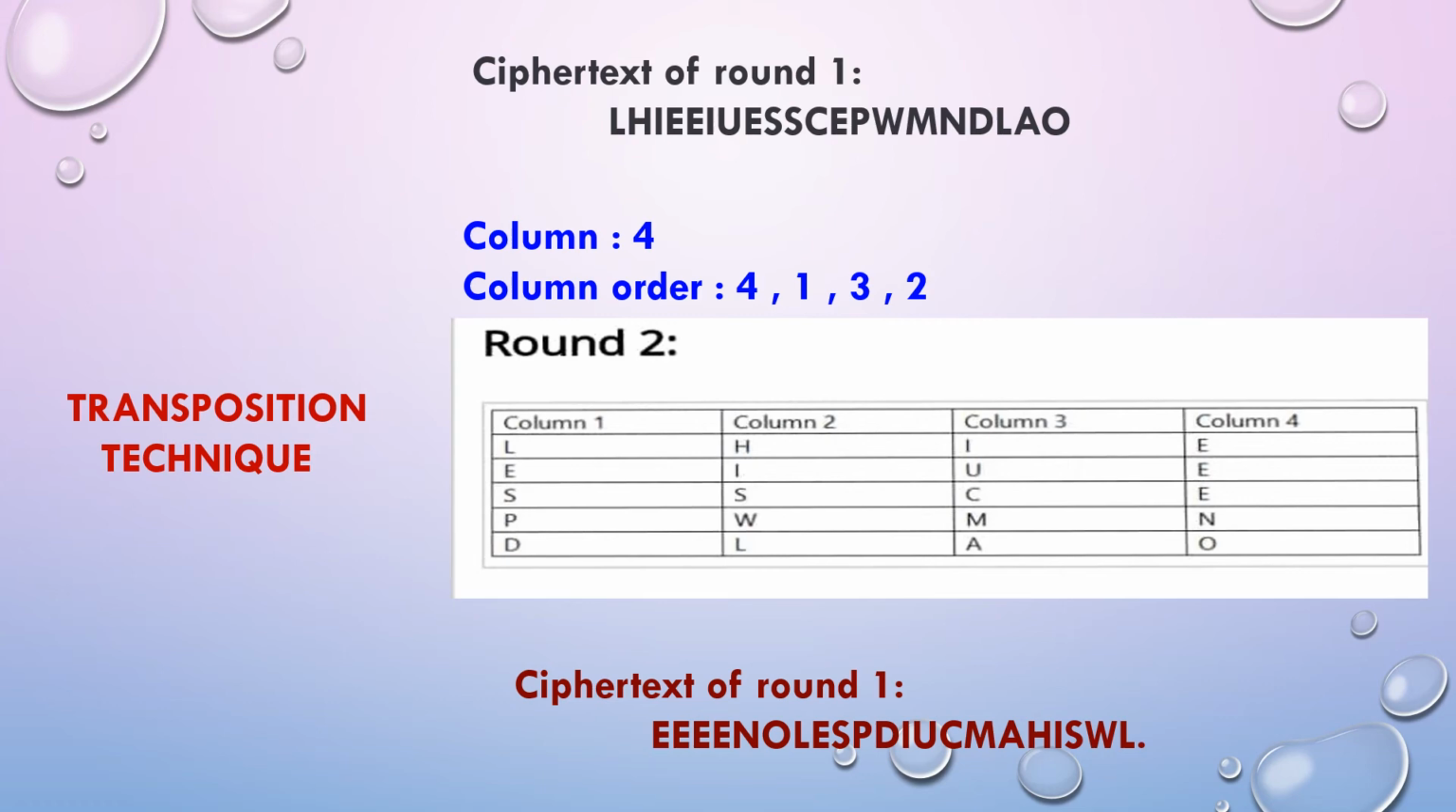Now coming to the second round, let us perform step 1 to step 3 one more time. That is, step 1. Write all the characters of the plain text message row by row in a rectangle of predefined size. Step number 2.